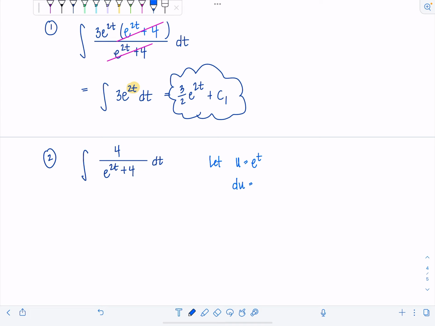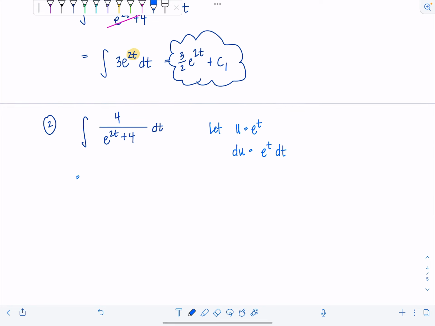Then du would be what? Yeah, it would be e to the t dt. And you might say, I don't think that's going to help. Well, check this out. So we've got 4 over e to the 2t, which is the same as e to the t squared, plus 4 dt.